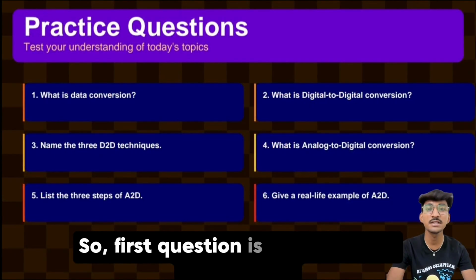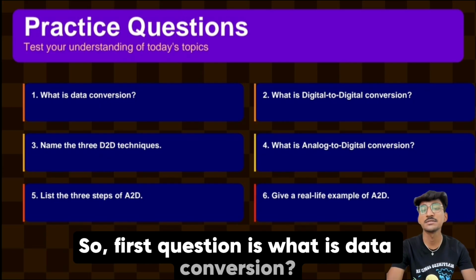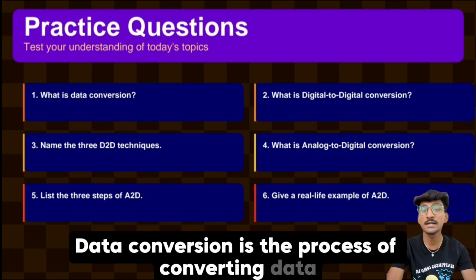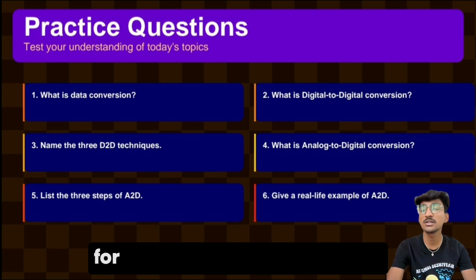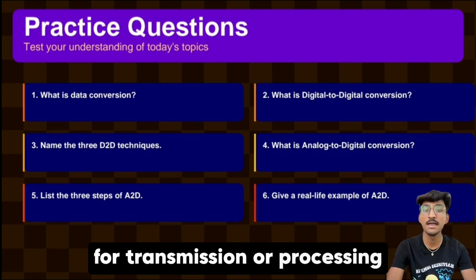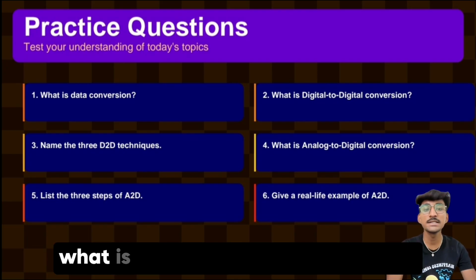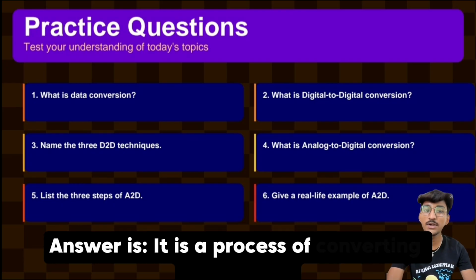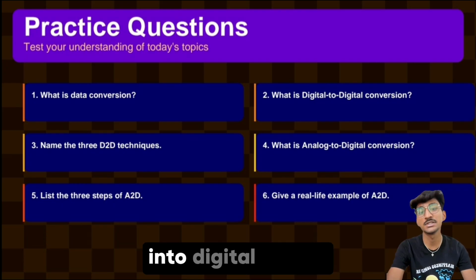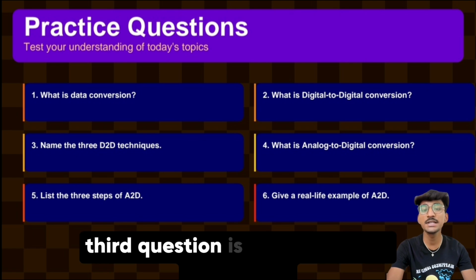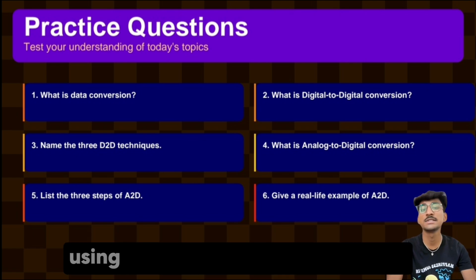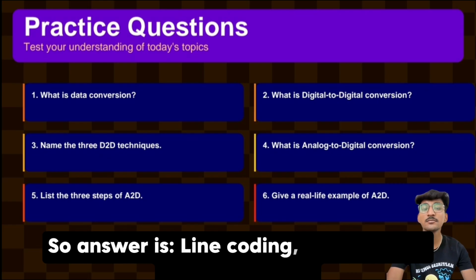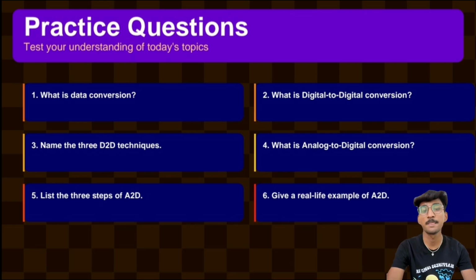So the first question is, what is data conversion? The answer is, data conversion is the process of converting data from one form to another for transmission or processing. And the second question is, what is digital to digital conversion? The answer is, it is a process of converting digital data into digital signals. The third question is, what are the techniques used in digital to digital conversion? The answer is line coding, block coding and scrambling.